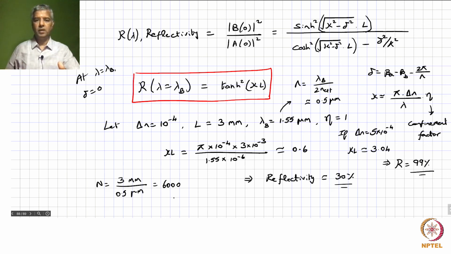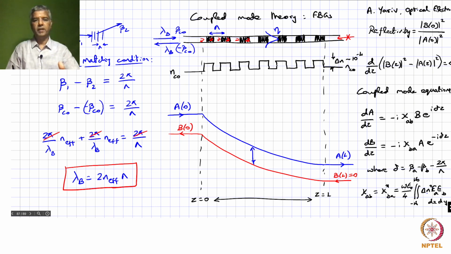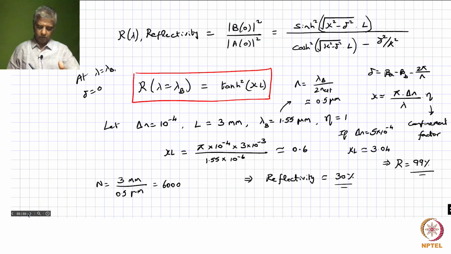So, 6,000 alternate high and low refractive index regions over just 3 millimeters of length. So that is what is actually contributing to this high reflectivity. So that's very different from how you look at it from the perspective of dielectric mirrors.